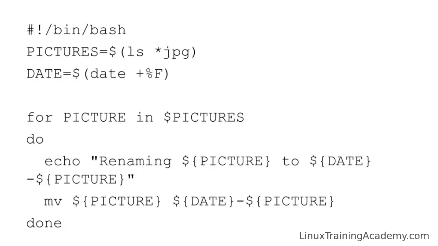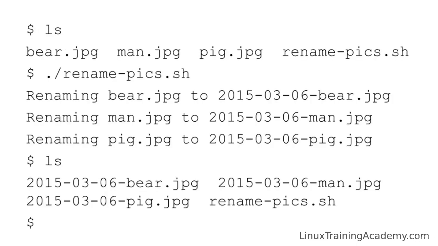This script renames all of the files that end in JPG by inserting today's date before the original file name. Here's what happens when you run this script. You'll see that the bear.jpg file becomes today's date-bear.jpg, and this continues for every file that ends in JPG.